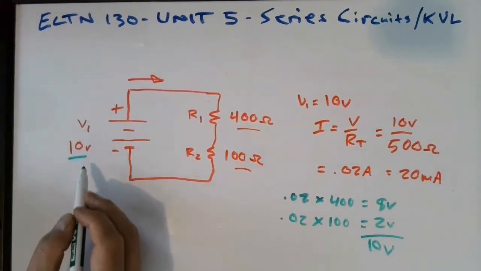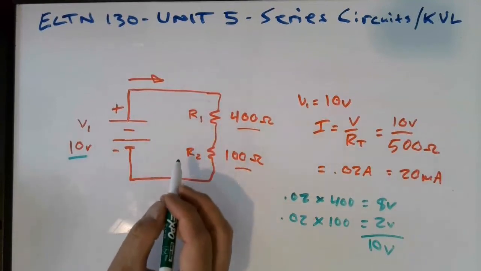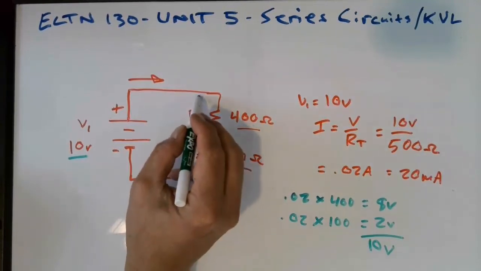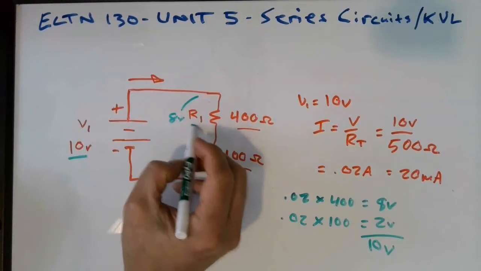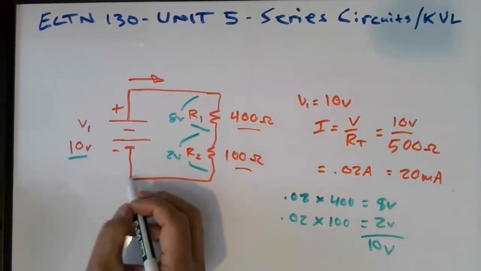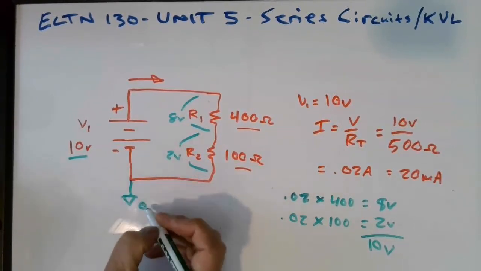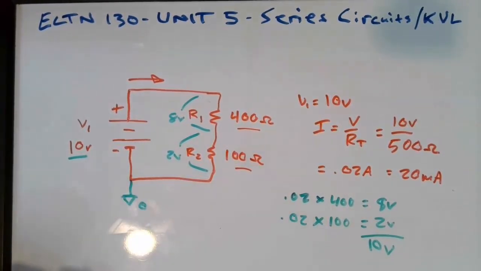So our source voltage is 10 volts, and we're going to drop 8 volts across the first resistor. We could draw that like this, 8 volts across that one. And then we have 2 volts across the second resistor. And again, we end up with a value of 0, which is our ground or our 0 volt level of the circuit. Now, a couple of things to note here.